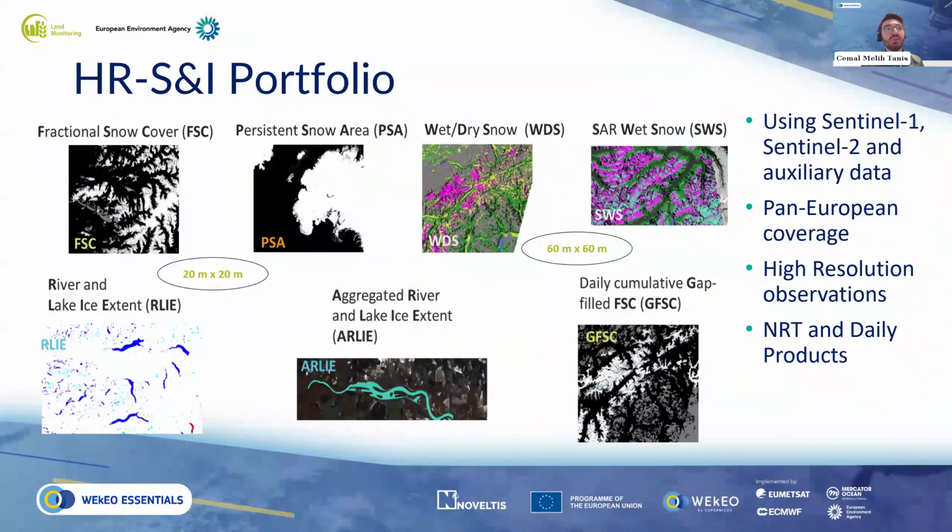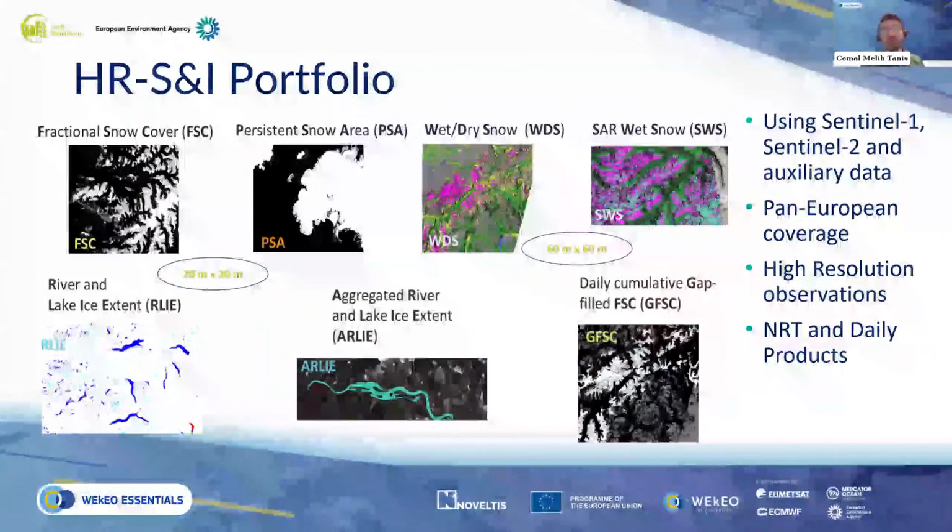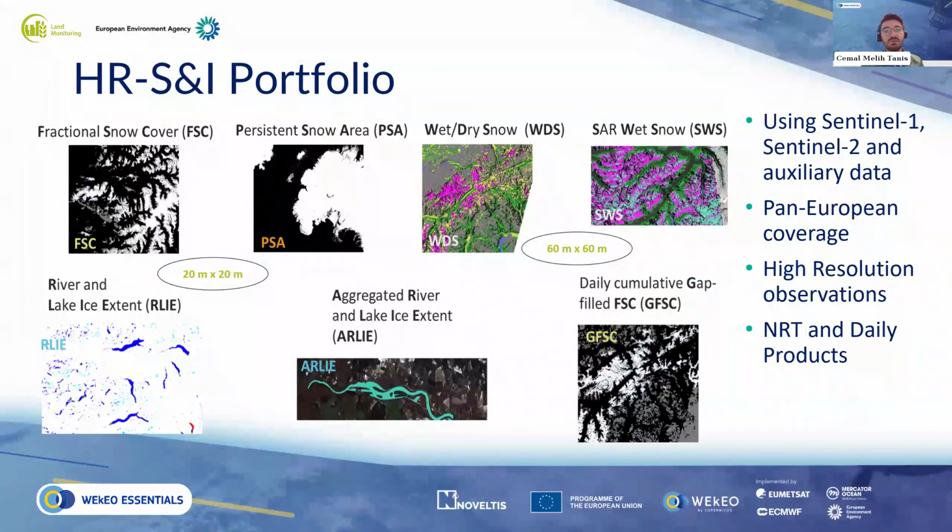They are hosted. And the products include fractional snow cover, persistent snow area, which is annual, wet dry snow, SAR wet snow, and the gap filled fractional snow cover. Then on the ice side, there's river and lake ice extent. There are multiple versions of this, and aggregated river and lake ice extent products.